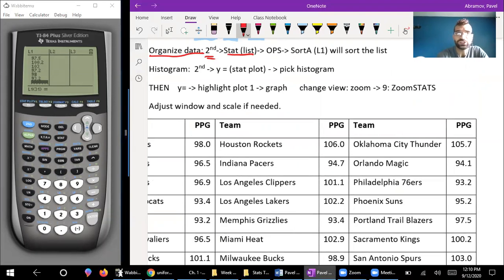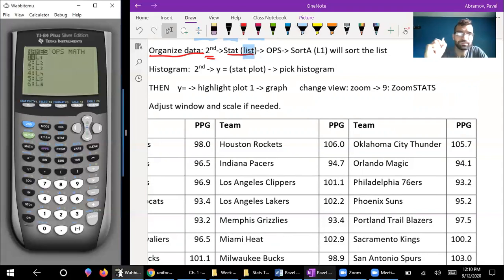Press second, and then press stat, which once you press second, becomes a different function called list, but the big button is called stat. So we're looking for stat. Look for the green alpha button, and it's one button over from there. Then we are going to choose ops, operations, and go to sort A. That's the very first thing there.